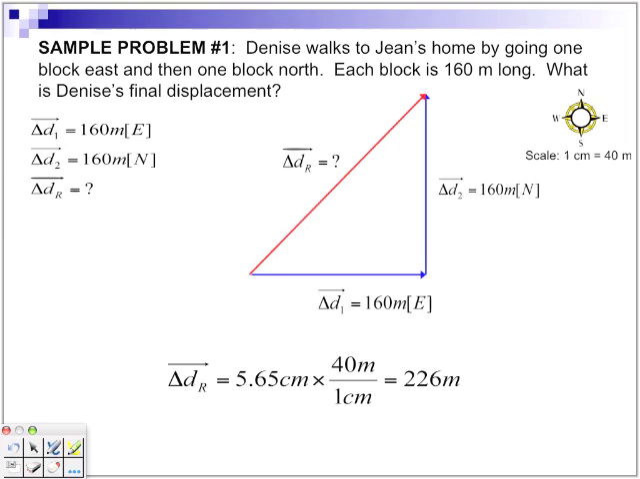Okay, but that's our delta dr, but that doesn't tell us what direction. Right? We want to include a direction. So did we go north, south, east, or west? In fact, we are now going at an angle. So where would we put our 0 marker of our protractor? Where will we put it? At the tail of delta D1. Okay, so this would be our 0 degrees.